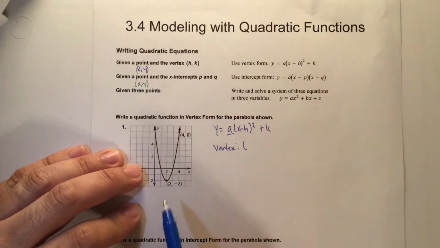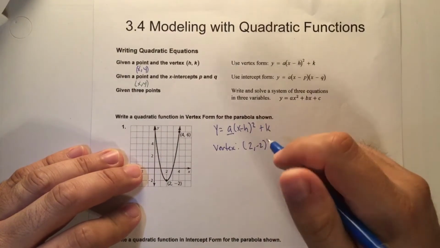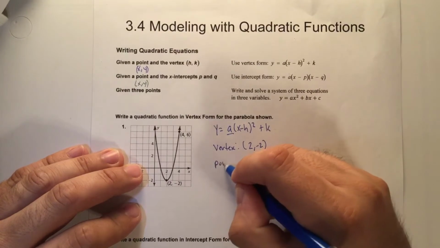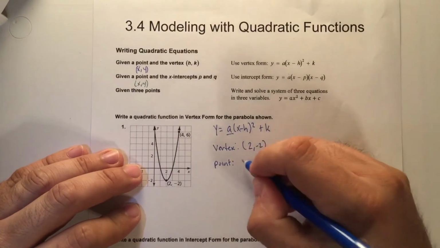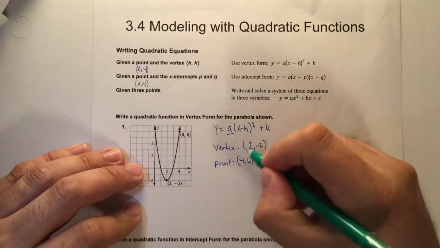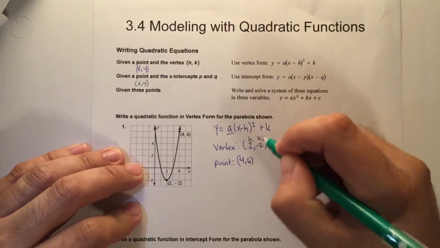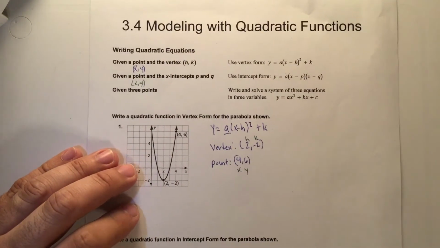So in this case, the vertex is the minimum. It's 2 comma negative 2. And then I'm going to need the point that's on there. So in this case, the point they give us is 4 comma 6. All right, and then I like to label this. The vertex is h and k. The point is x and y. All right, so now I'm going to plug my values in.